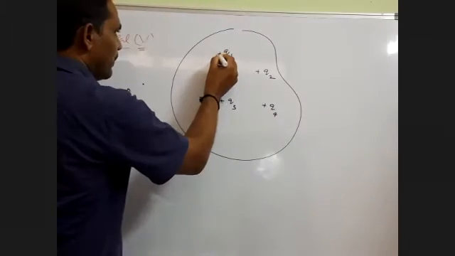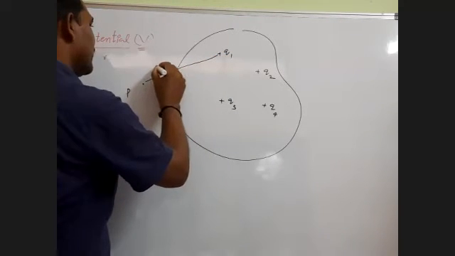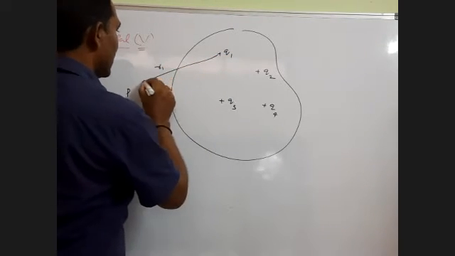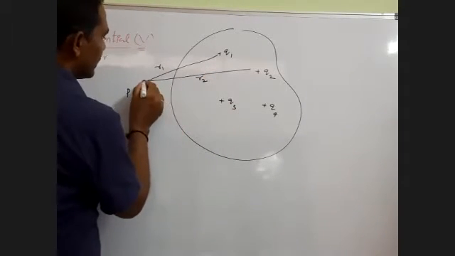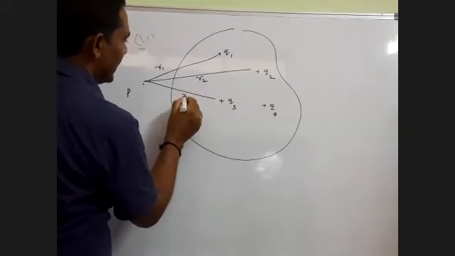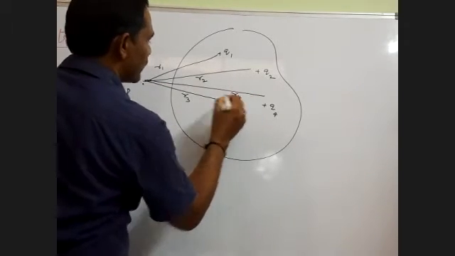Therefore, due to the point charge Q1, suppose the distance is R1, from the charge Q2 the distance is R2, from the point charge Q3 the distance is R3, and Q4 is at the distance R4.